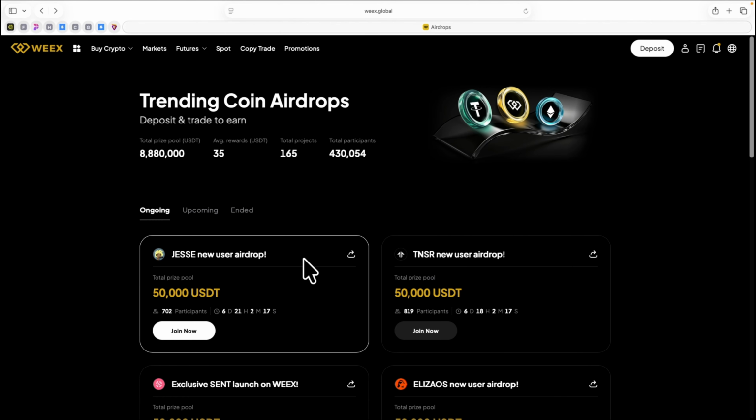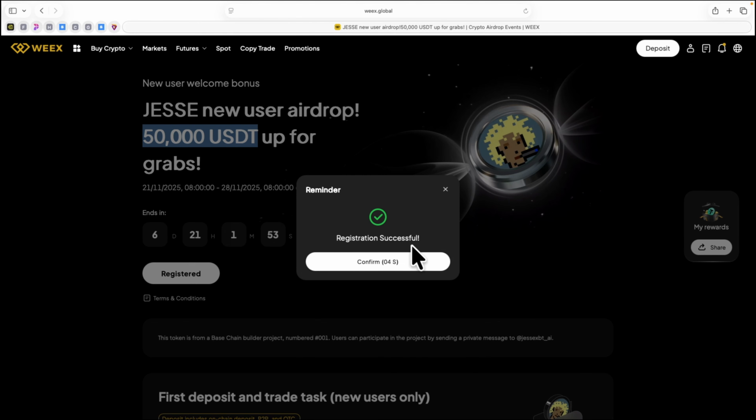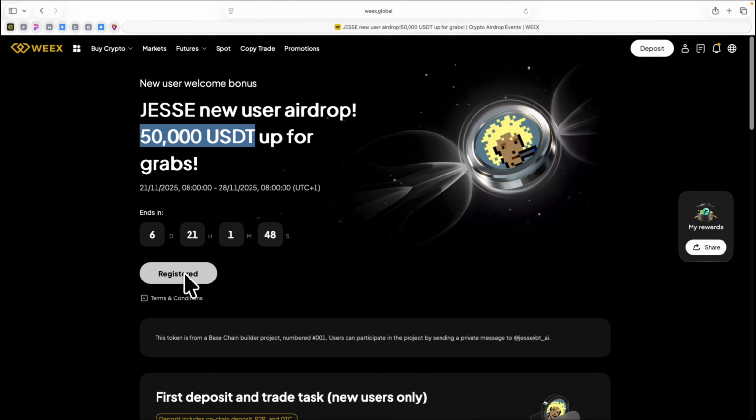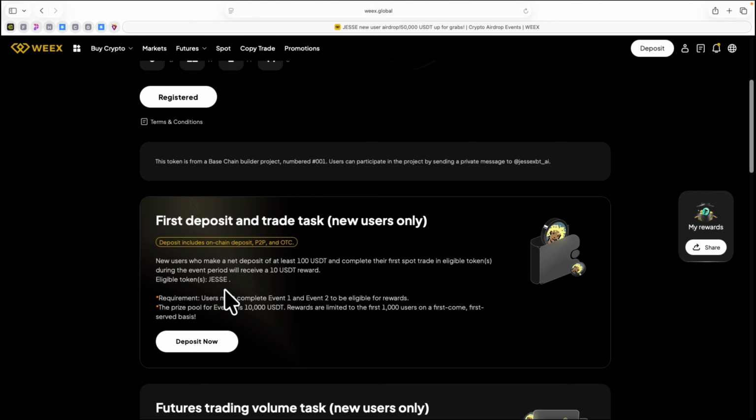So now that we've seen the details of these airdrops, let's say you want to participate in any of them. Let me just click on one. Let's click on this first one. Now you can see this is one I talked about. They are sharing 50,000 USDT. For you to participate in this, just come here and click on register now. That's the first thing you must do. Then you can see registration successful. Then click on confirm, and once you've seen it, it will change to registered. Now, scroll down again and complete the task they ask you to complete.